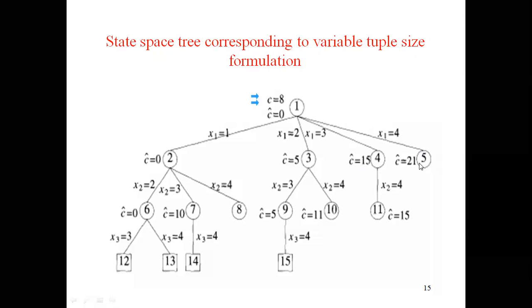Whereas, see, at node 5, the cost we have calculated is 21. This 21 is greater than the upper value 14. That is why node 5 is killed. We are not considering node 5, since at node 5, job 4 is considered. Okay, that is killed.